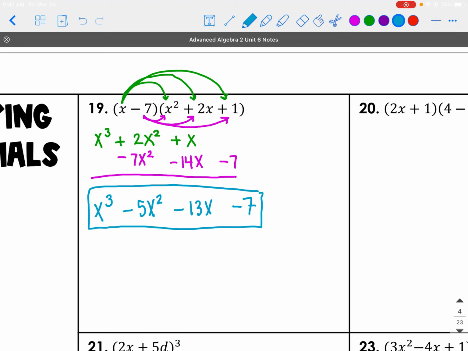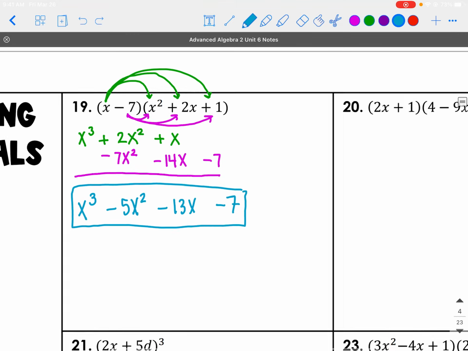Notice when I did my second row, I stacked my like terms. I didn't start putting the negative 7 over here. Stack your like terms and it'll make it a lot easier when you go to combine at the end.